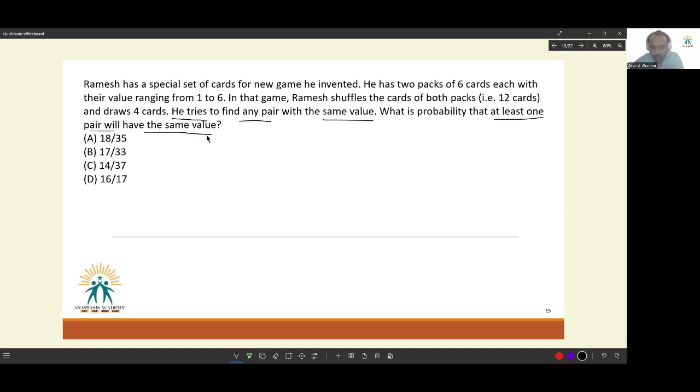Okay. So from 12 cards, he has picked up 4. I'm saying the first card, whatever he picks.